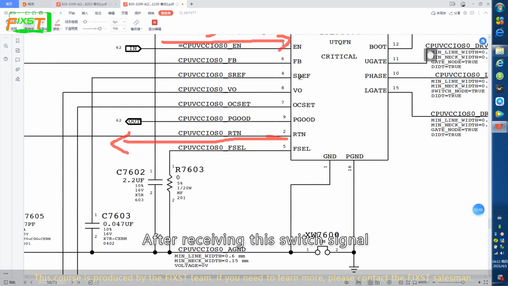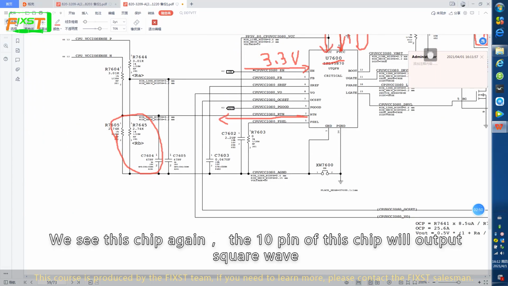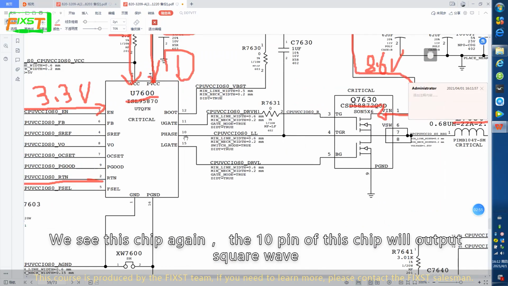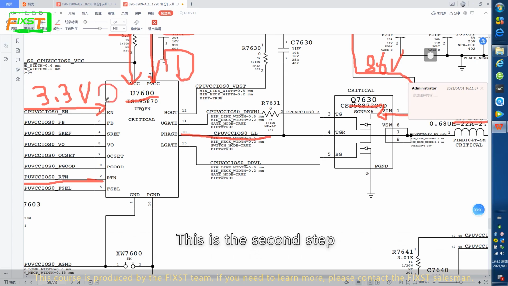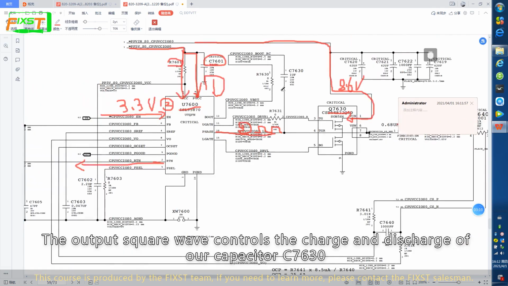After receiving this switch signal, the chip's 10 pin will output square wave. This is the second step. This is the third step. The output square wave controls the charge and discharge of our capacitor C7630.